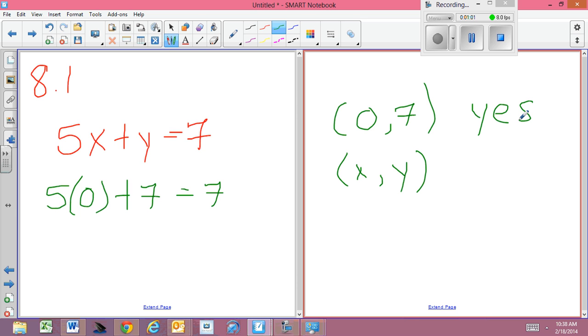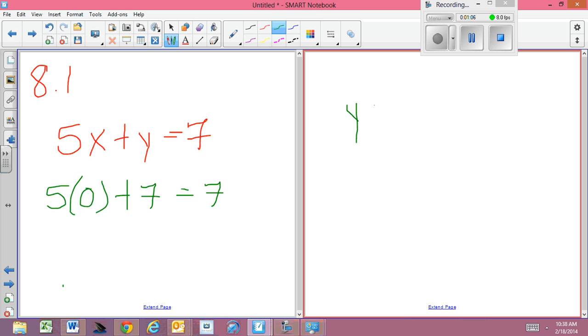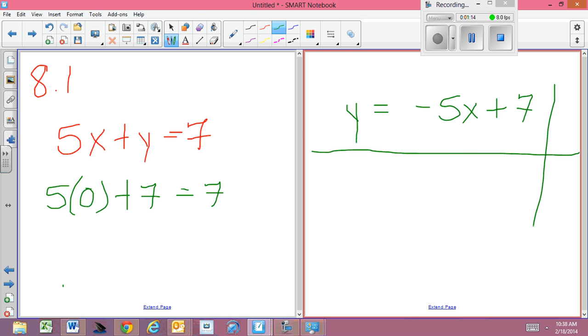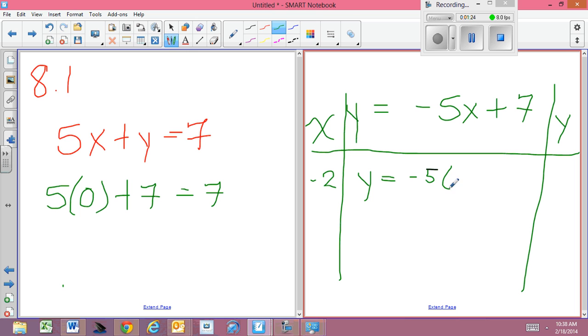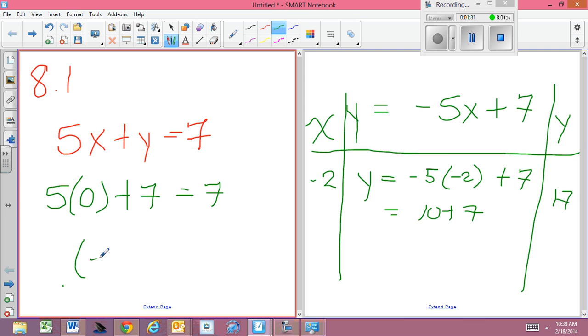For example, if I rearrange this equation and let me solve it for y, and I write the equation instead as y equals minus 5x plus 7, I learned that I could plug anything I want in for x and then just solve for y. So let's say I plugged in x was negative 2. What would y equal? y would equal negative 5 times negative 2 plus 7, so 10 plus 7, so y would equal 17. That means the ordered pair negative 2, 17 is a solution to the equation.